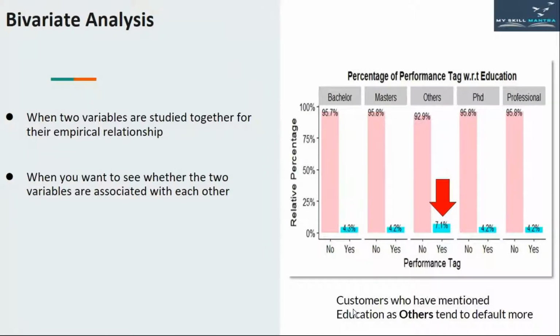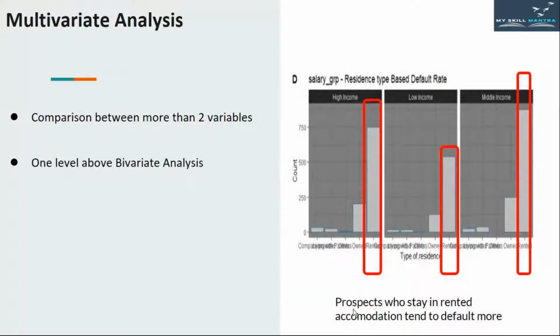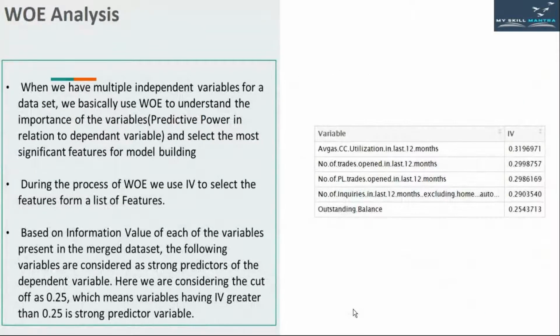Right. Finally, if you are comparing the relationship between two or more than two variables, it is called a multivariate analysis. Here we are comparing the relationship between salary group, that we got in the derived variable stage, the type of residence, and the default variable. Essentially, the prospects who are living in a rented house are likely to default more. So we are covered with the EDA as well.